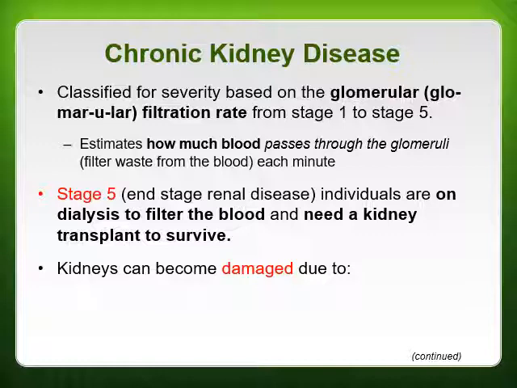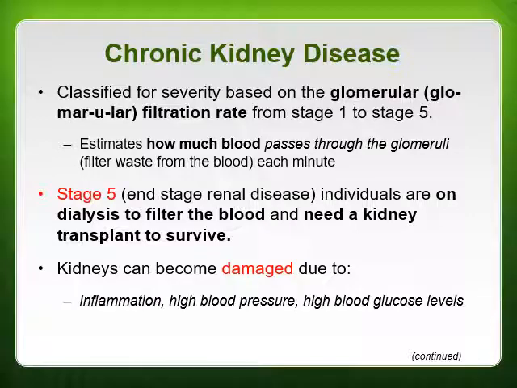How does that happen? How do kidneys become damaged? Well, a couple of reasons. It might be because of inflammation, high blood pressure, or high blood glucose levels. And again, remember, high blood pressure and high blood glucose could all be resulting from obesity. Everything is connected. That's why it's so important to maintain a good, healthy weight and a healthy lifestyle.